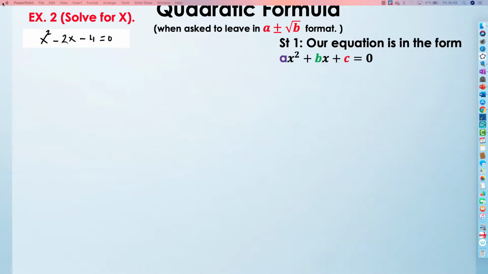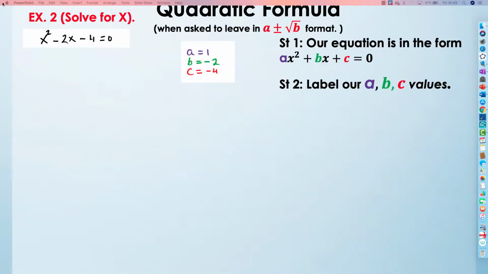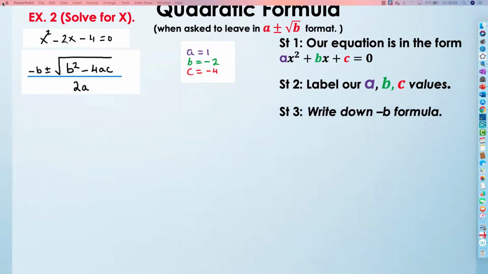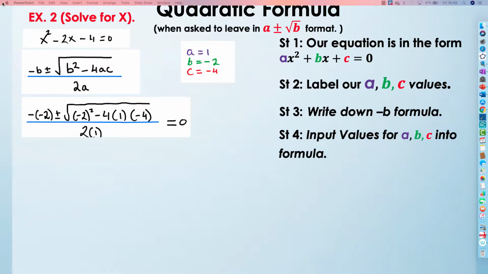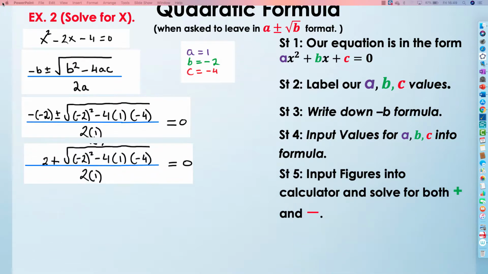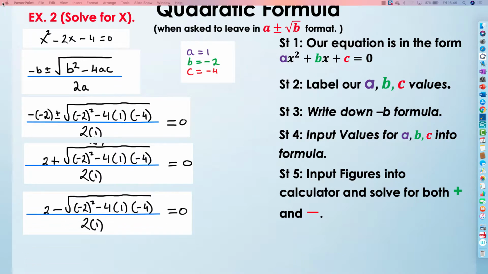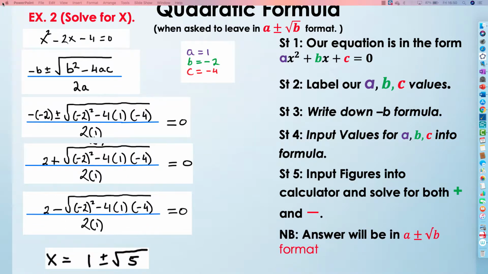So, once again, our A, B, and C is 1, minus 2 and minus 4. The minus b formula doesn't change. Minus B plus or minus the square root of B squared minus 4AC over 2A. So that becomes minus minus 2 plus or minus the square root of minus 2 squared minus 4 times 1 times minus 4, all over 2 times 1. When you do the plus answer and minus answer, you should get 1 plus root 5 and 1 minus root 5. Is that right?